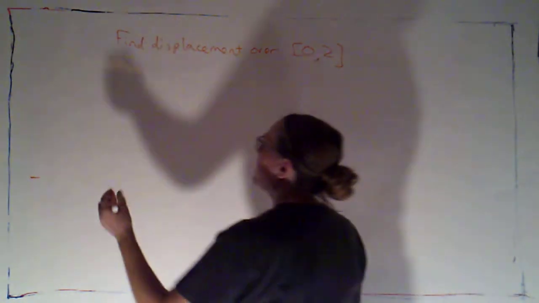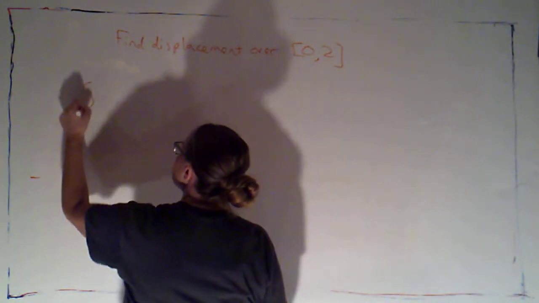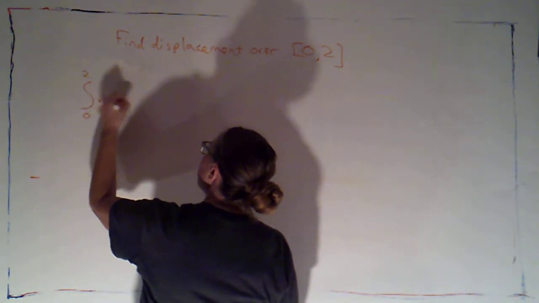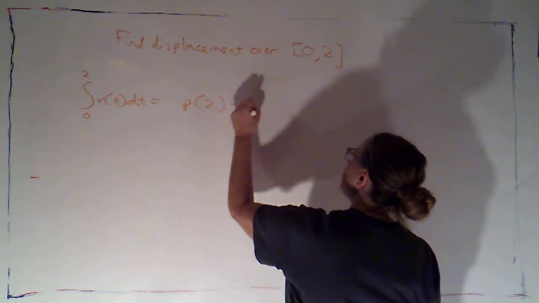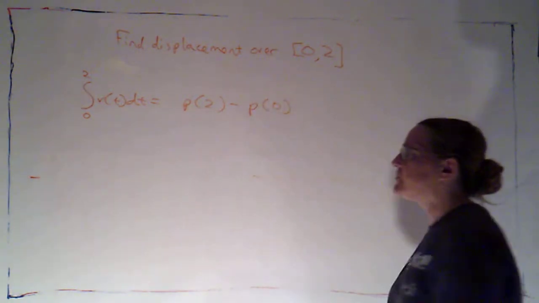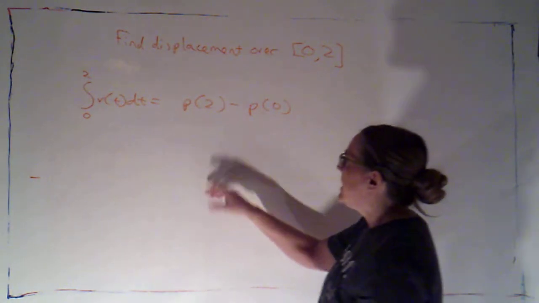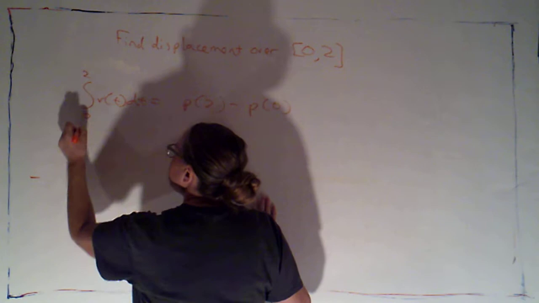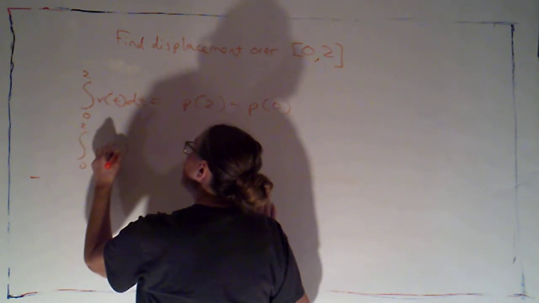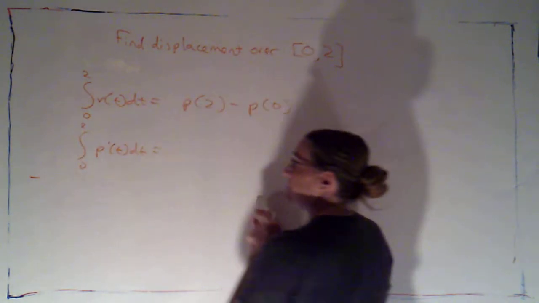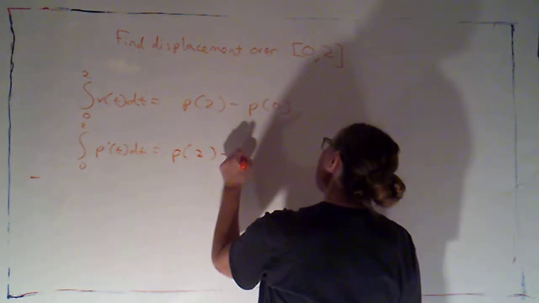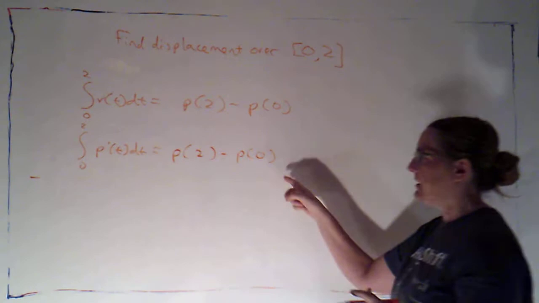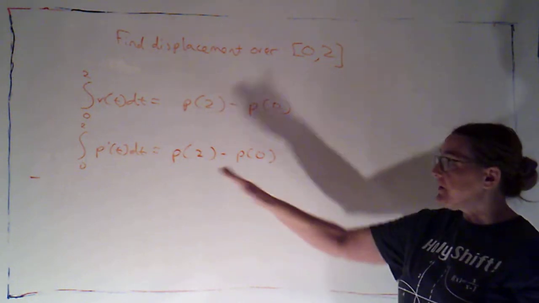What we just saw was that the integral from 0 to 2 of the velocity was the same as the change in the position, because those are both displacement. Notice that velocity is just the derivative of position. That's going to make position an antiderivative of the velocity function.